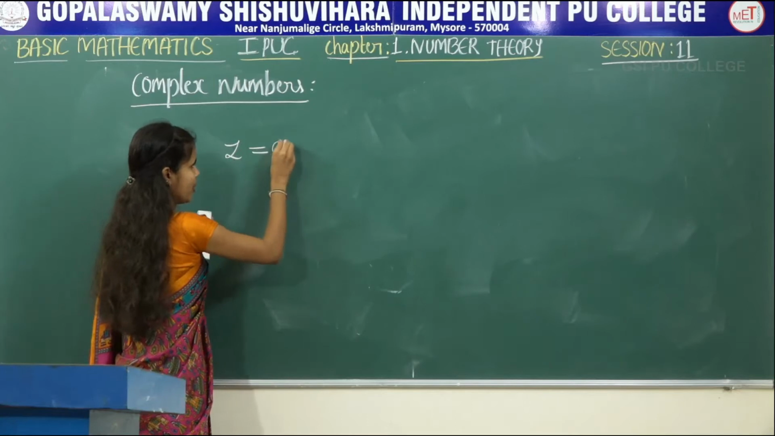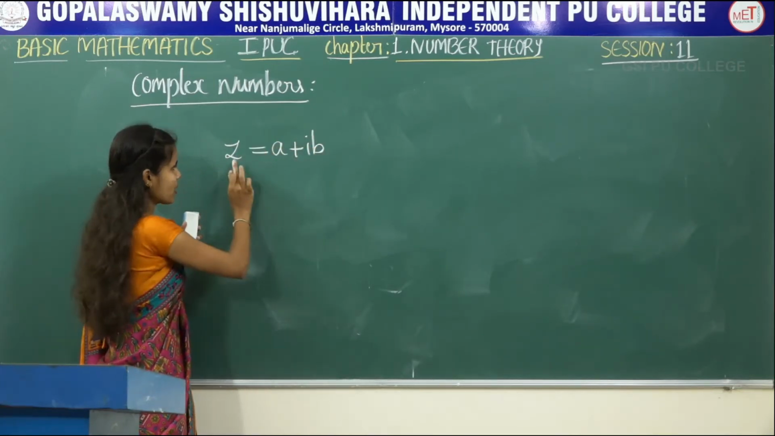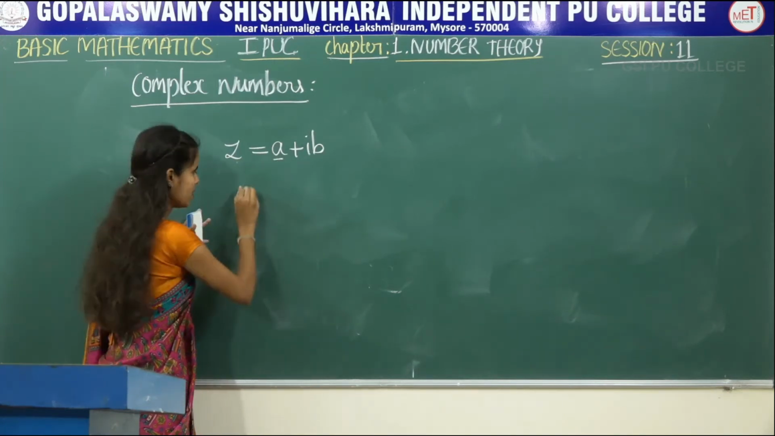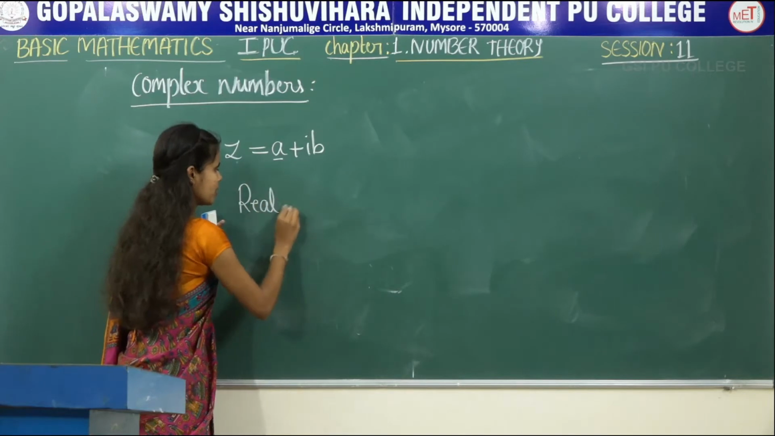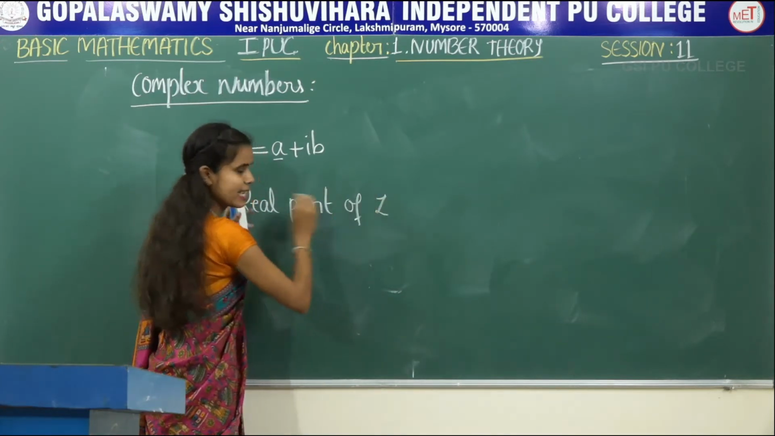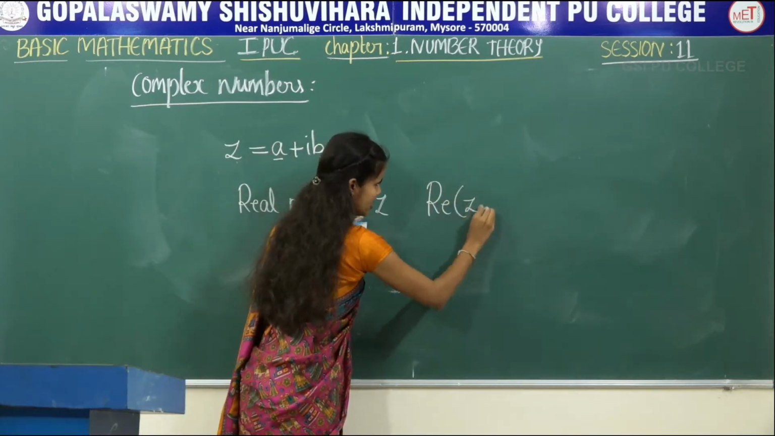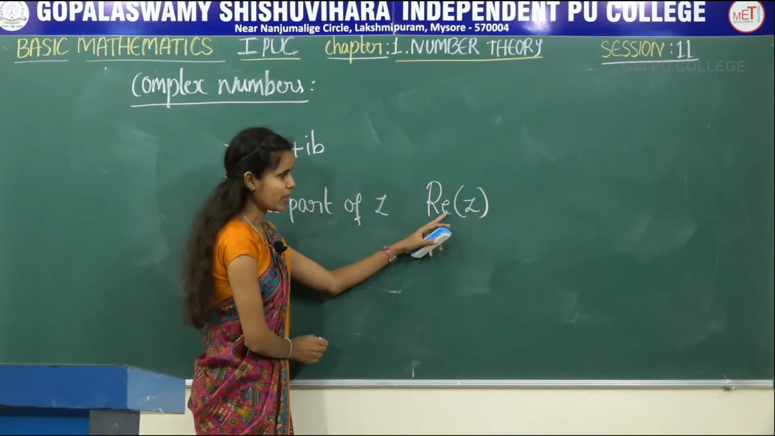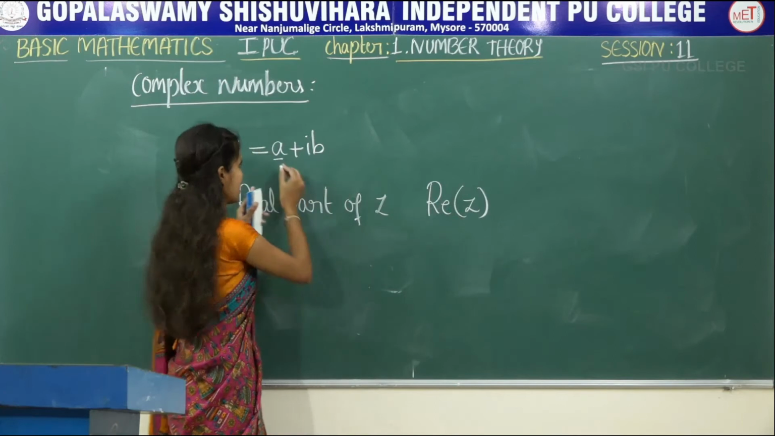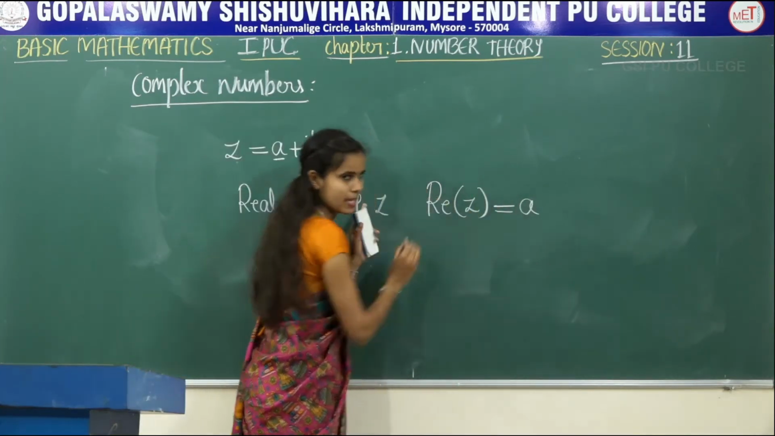Denoted by z = a + i·b. For the complex number z, a is called the real part of z. The real part of z is denoted by Re(z), read as real part of z. Here the real part of z is a.